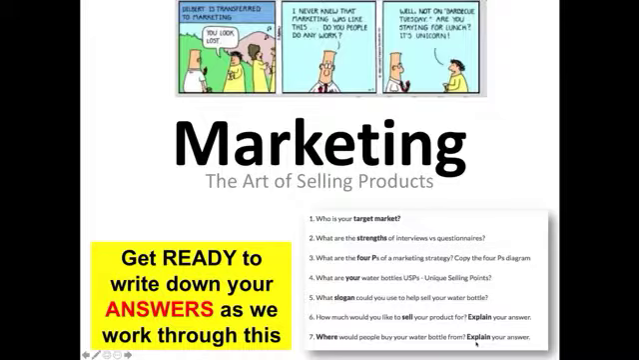Okay, so I want you guys to consider who is your target market. I want you to consider the strengths of interviews over questionnaires. I want you to try and write down what the 4 P's are. I want you to think of your product's unique selling points. I want you to think of a slogan, and I also want you to arrive at a price and a location for where you'd sell your product, and both of those need explaining. So like I said, there will be time where you can just pause the video and write these answers down.